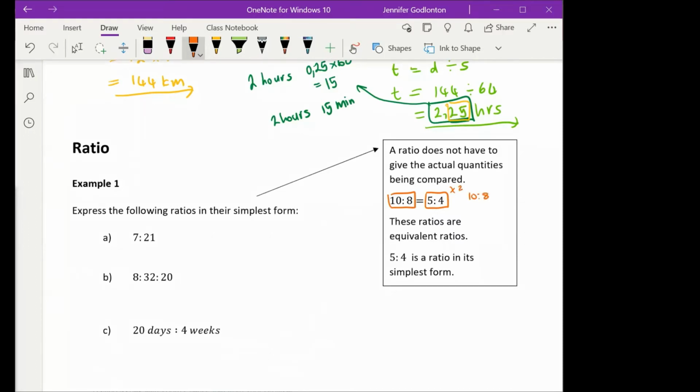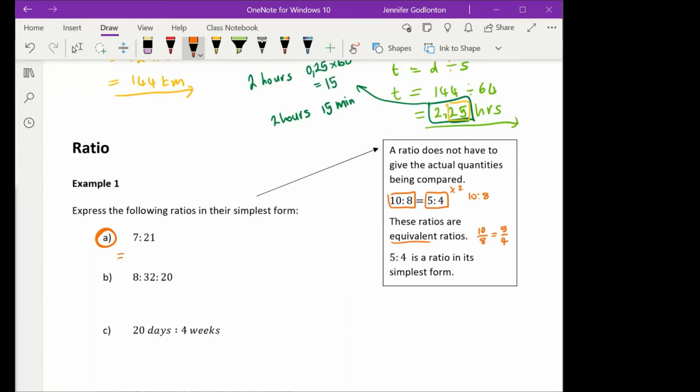So we can think of ratio and fractions in a similar way, in the way that we can simplify them. And they are called equivalent ratios, the same way as 10 over 8 is equal to 5 over 4, and we would call those equivalent fractions. Okay, so 5 to 4 is a ratio in its simplest form, which means I can't simplify it further. So if I wanted to simplify A, which is 7 to 21, what would it simplify down to? What would be its simplest version?